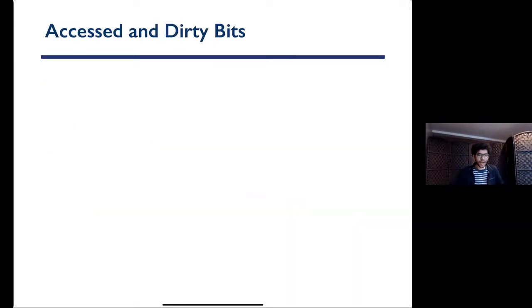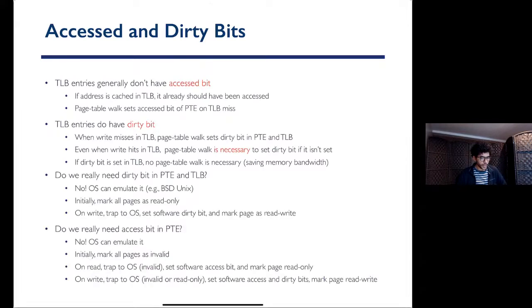Okay. Now, a little bit of playing with the dirty bit and access bit in the TLB. So we talked about a page table entry having an access bit and a dirty bit, right? Now, access bit, usually TLBs don't cache the access bit of a page table entry, right? So if you're caching a page table entry in your TLB, this means that you have already accessed it. So the hardware has set the access bit in the page table, right?